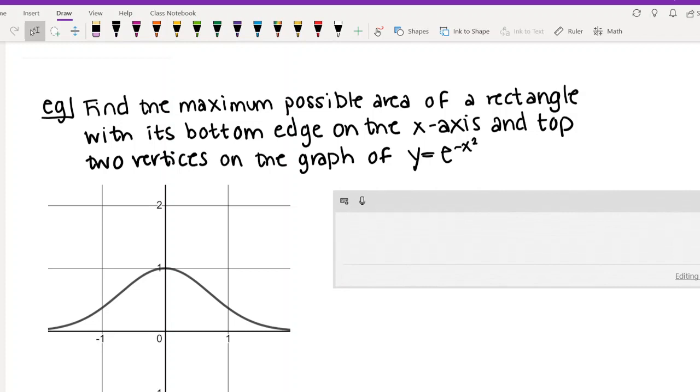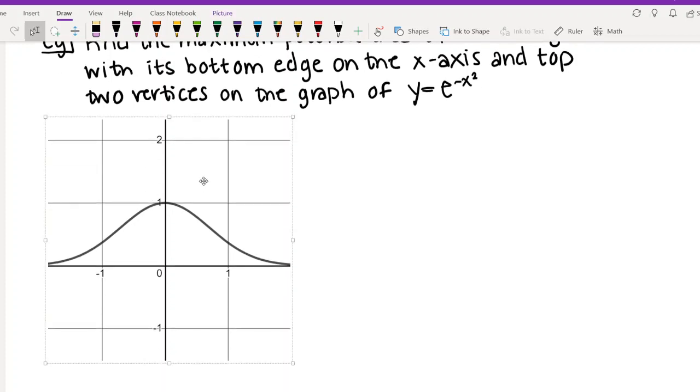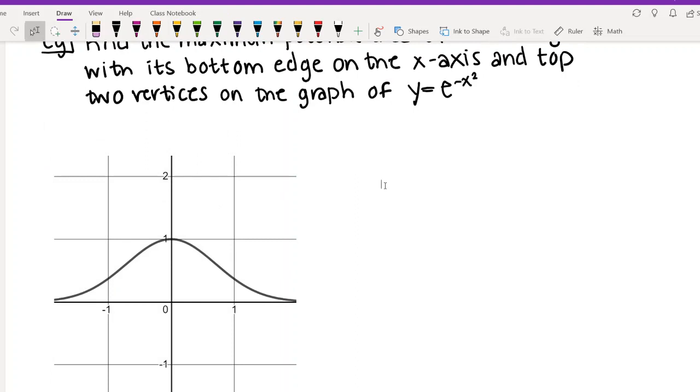So what is this question asking us? It's basically saying if we draw a rectangle that has its top two points lying on the graph, so they're symmetrically across from each other because it's a rectangle, it has to be a straight line, and then we draw straight down like this. So we're looking for what's the very biggest rectangle that we could possibly get.